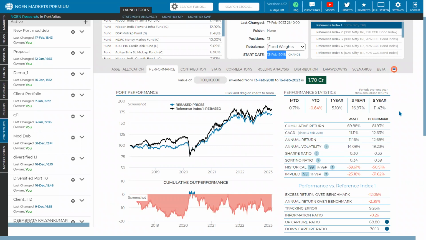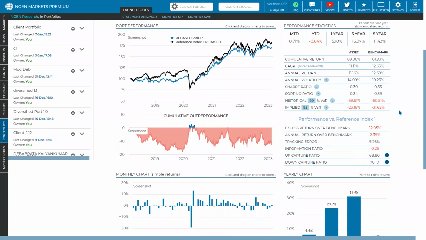Similarly, we have a relative analysis as well. Now, this relative analysis against a benchmark is useful to determine if we have beaten the benchmark or not. And if we are beating the benchmark, are we beating it positively or negatively? So what about the positive and negative sense? I'll just talk about this.